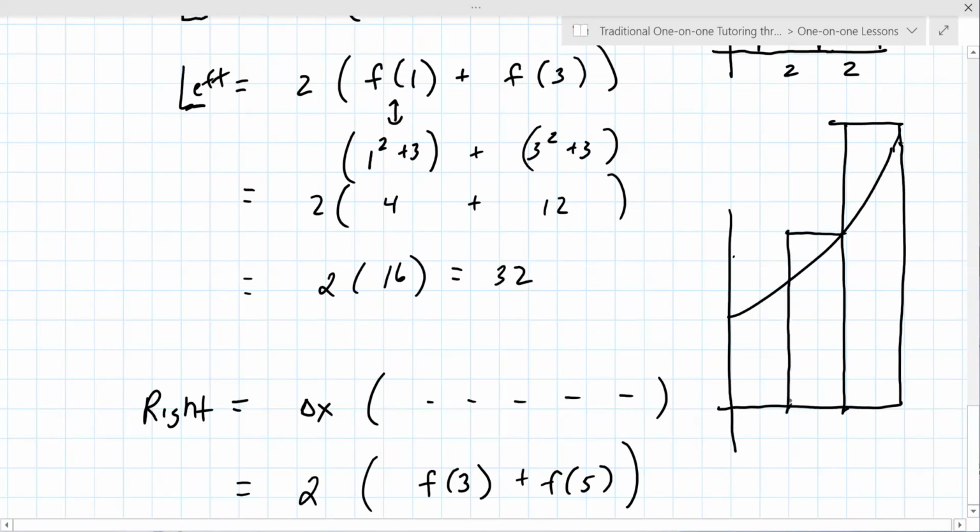Do they ask you to make the graphs? Like your instructor might. On the AP, no. But this is important to know whether it's an underestimate or an overestimate. So if it's right, is it always an overestimate? And if it's left, is it under? No, it has to do with the concavity of the graph, whether it's increasing or decreasing.